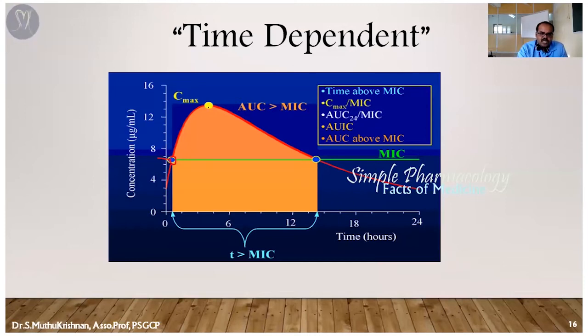When the plasma concentration reduces after administration of the drug, after 10 hours or 12 hours or 18 hours, whatever it is, based upon the plasma half-life, when the plasma concentration falls below the MIC value, it loses the efficacy. That duration between the onset and end of action is called the duration of action. Based upon the duration of action we can say the efficacy of the drug in this case.